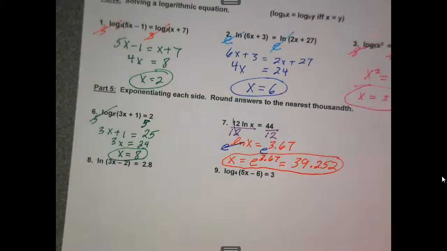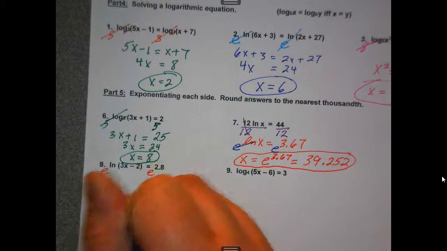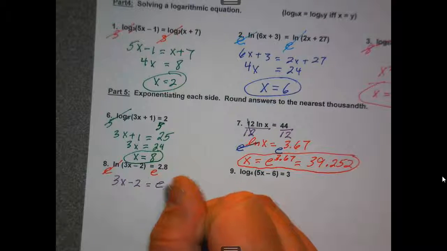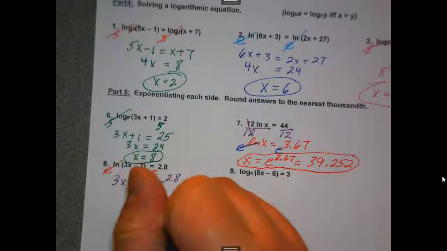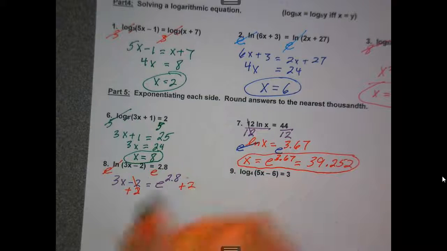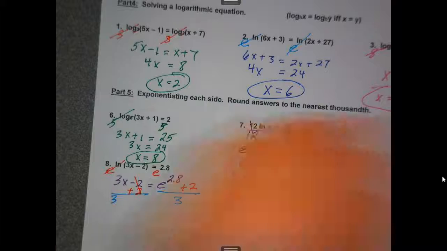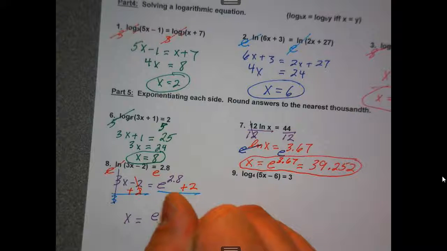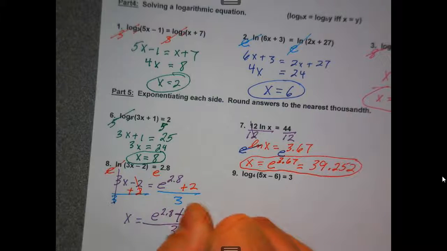Number 8. What's the base I'm going to use? So I get 3x minus 2 equals 8 to the 2.8. Now what? Add 2. Now what? Divide by 3. So x is going to equal e to the 2.8 plus 2, all over 3.